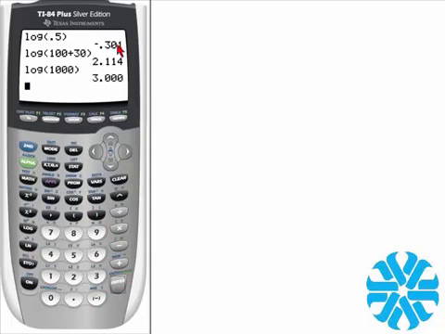And notice that all of our answers so far have been rounded to 3 decimal places. So here, here, and here you can see 3 decimal places.